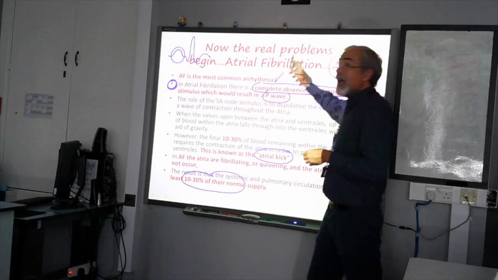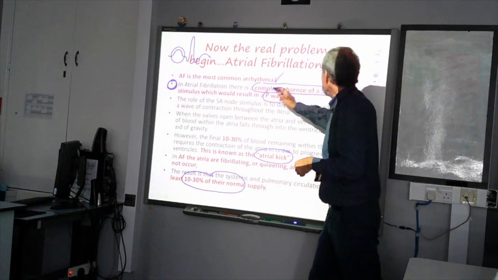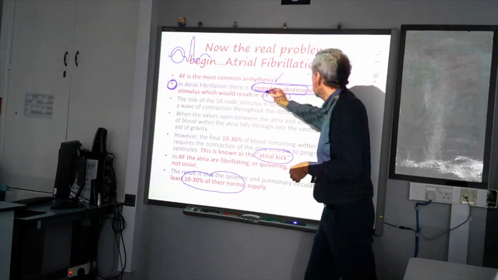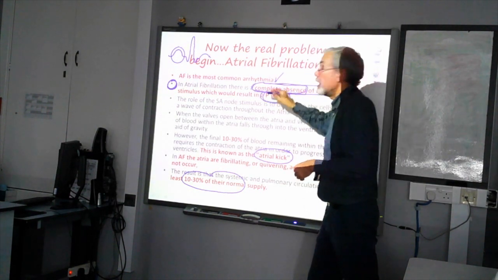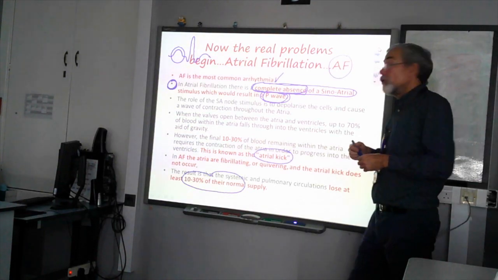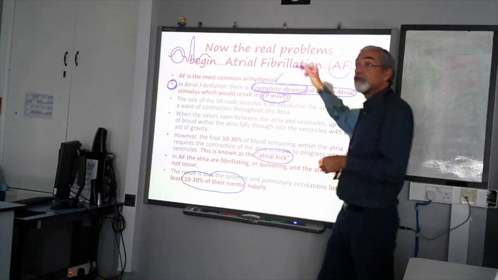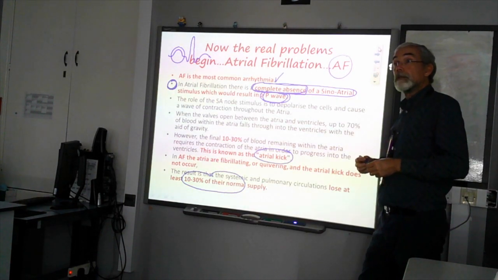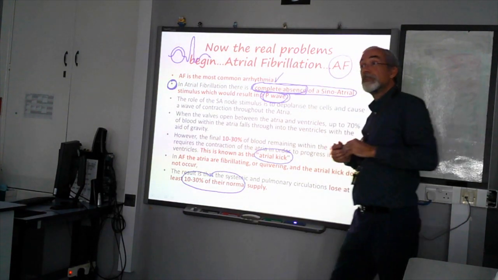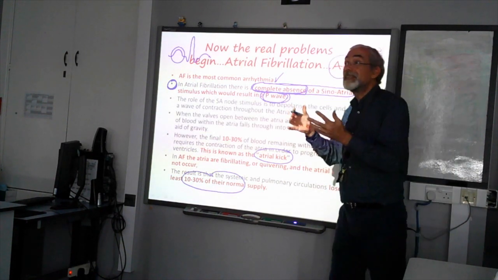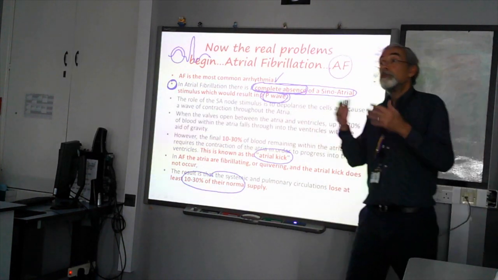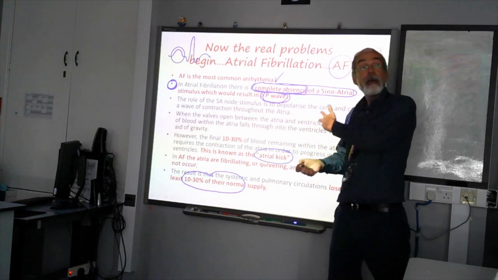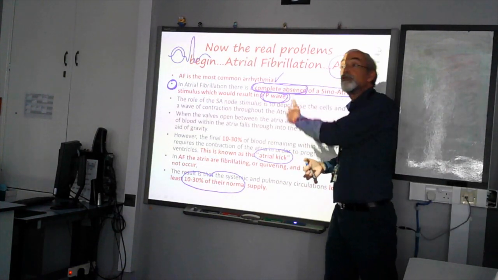So, in AF, there is the complete absence of a P wave. There is no P wave in atrial fibrillation. The P wave is missing. So how does the heart beat? And that's what I'm going to tell you. How is the heart beating if there is no beautiful, smooth P wave? That's the bit I'm going to explain to you. That's the bit which is atrial fibrillation.